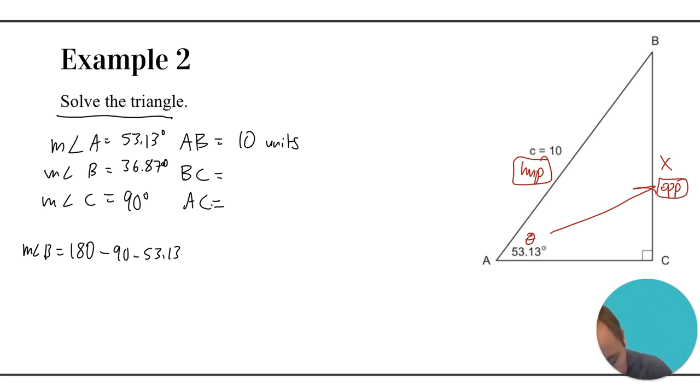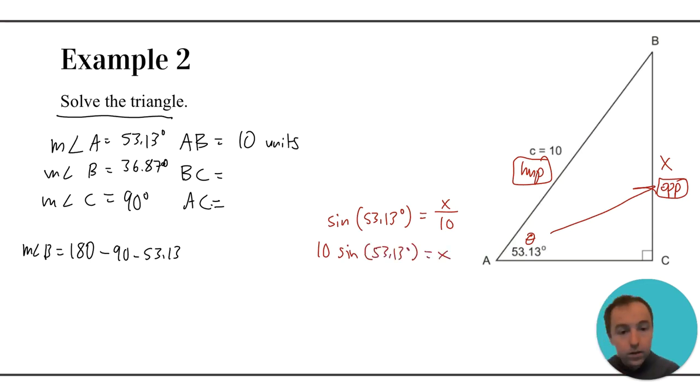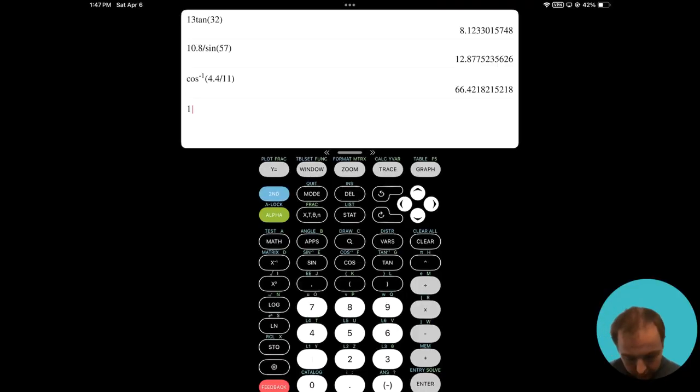So we could say then that sine of the 53.13 degree angle that we know is going to be the opposite side length of x divided by 10. And you can solve for x, multiply by 10 on both sides. So 10 sine of 53.13 degrees is going to equal x. Let me put that in a calculator.